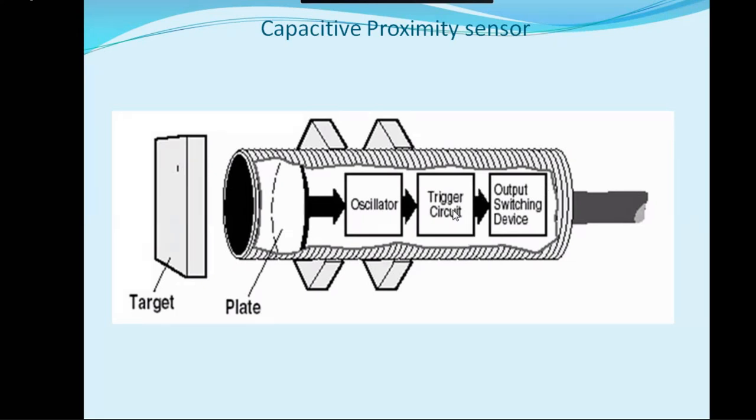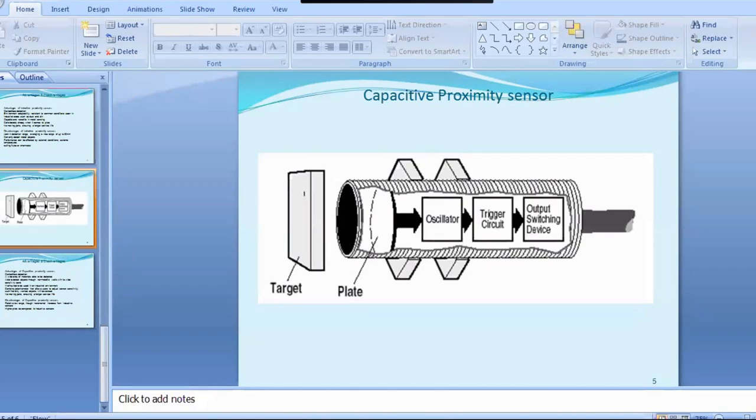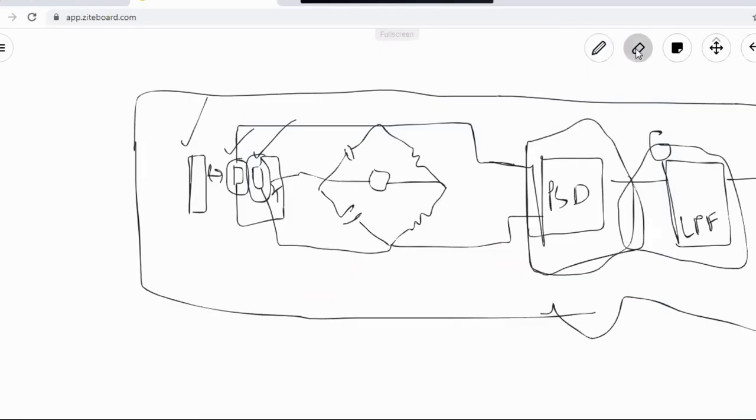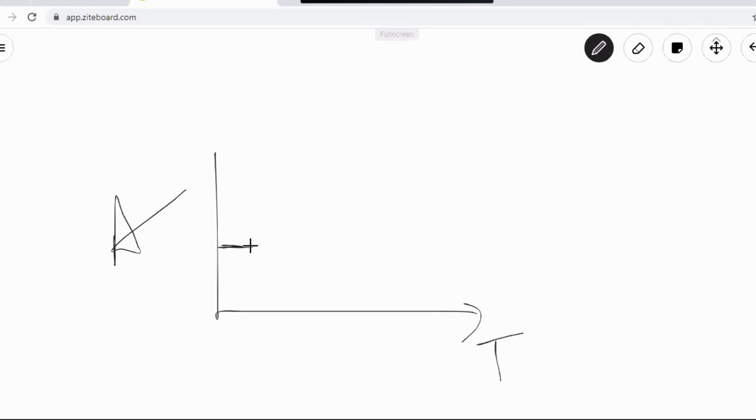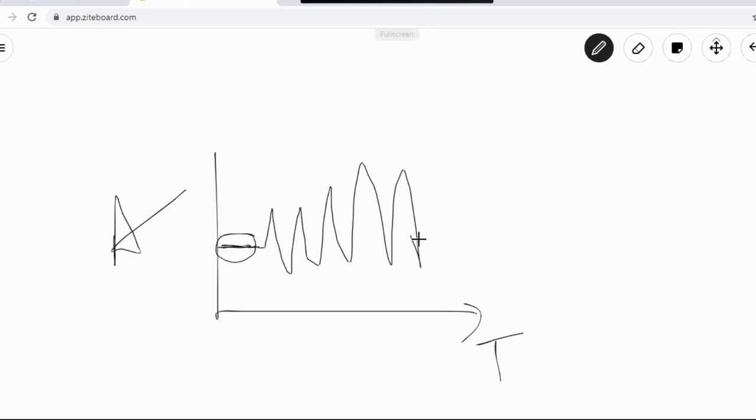That is the main block diagram and working of the capacitive proximity sensors. If we want to plot the waveform, it looks like this. Suppose this is the oscillation amplitude on the y-axis, and this is the x-axis, and this is your target or object. When the target is very far from the sensing area, there are no oscillations. When it gets very near to the sensing surface, the capacitance changes and the oscillator will start oscillating.